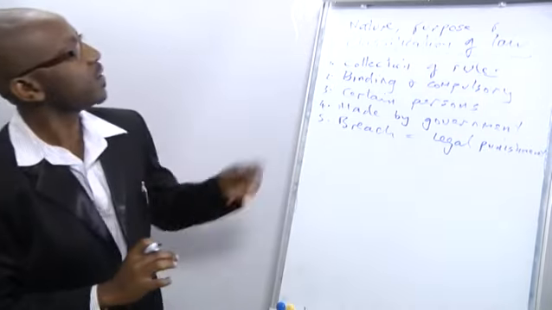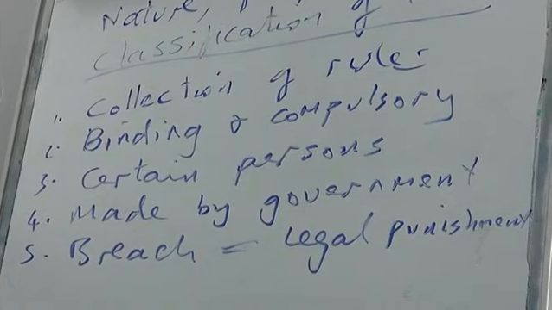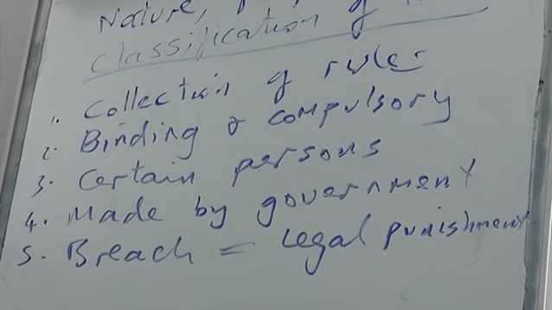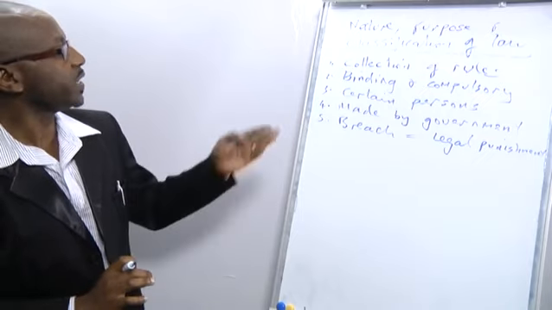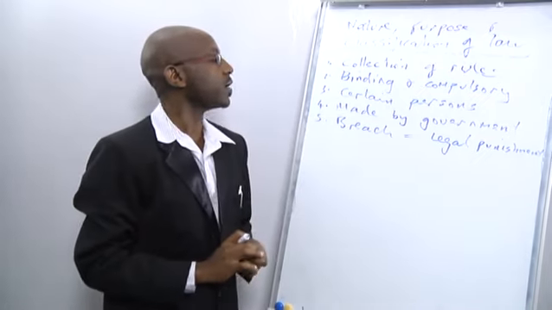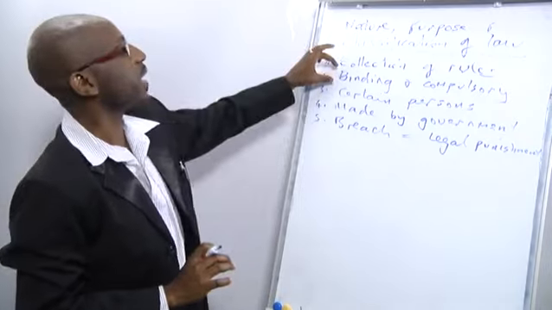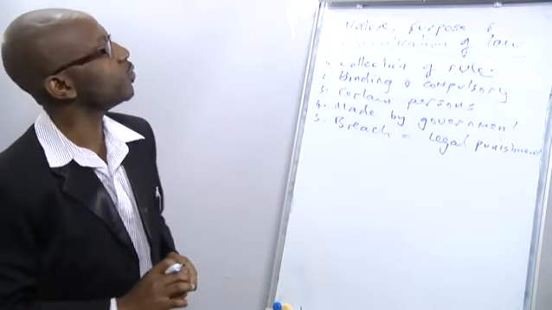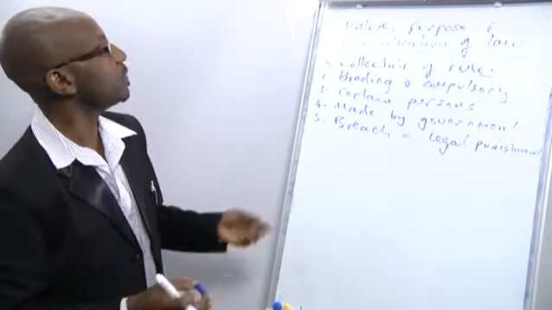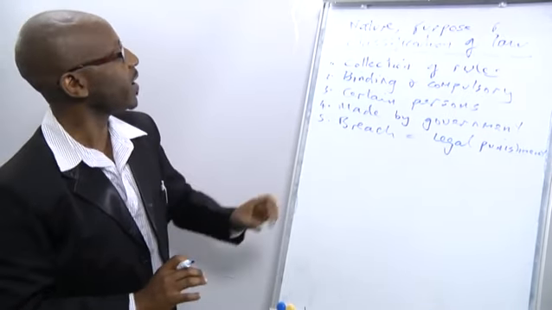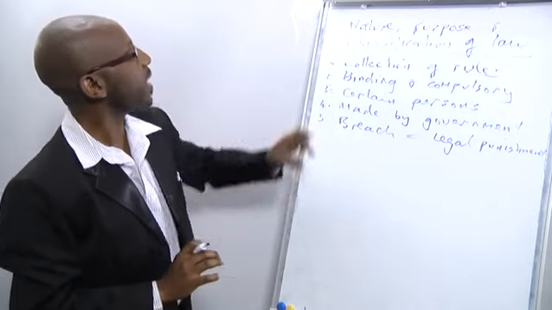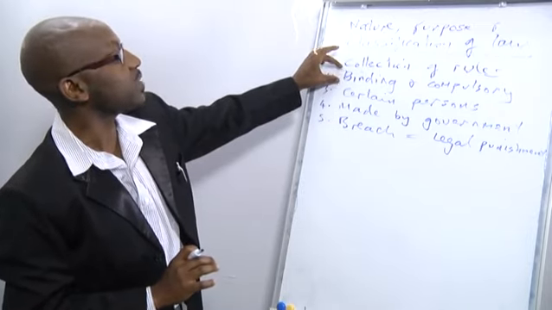When you look at these various features we've identified, it is very easy for you to distinguish between state law and the other kinds of law. Because state law is made by government and it is binding and compulsory. Whereas, if you look at the other kinds of law, e.g., the laws of religion or the laws of physical science, you'll find the government element and the binding and compulsory elements do not exist.